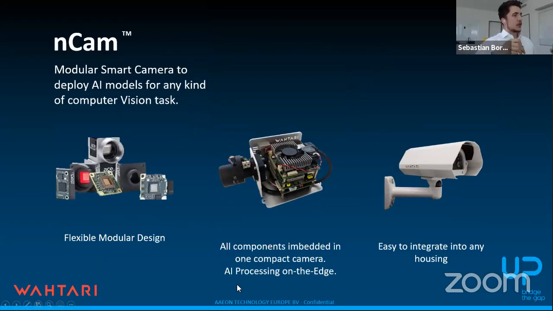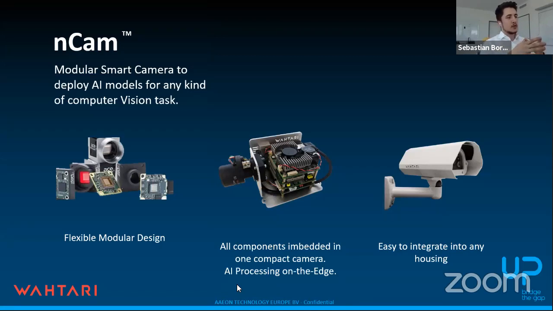All right. So after seeing the use cases now, I want to introduce the Wahtari nCam, or Neural Cam, that we built together with AAEON hardware. What we experienced when we entered the market of computer vision with AI was that there was no suitable camera out there that could efficiently execute these AI models. And so we built one ourselves. For us, it was important that the camera is really flexible. So we approached a modular design where you can easily exchange components according to your needs.